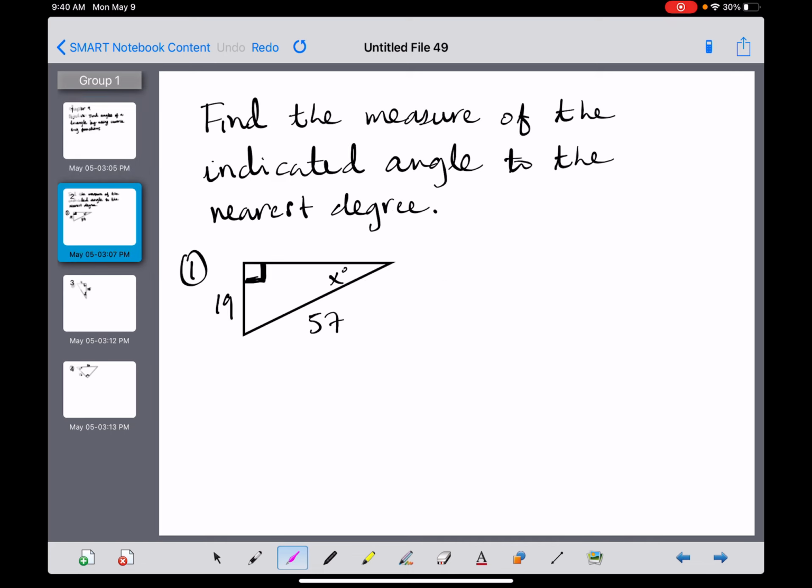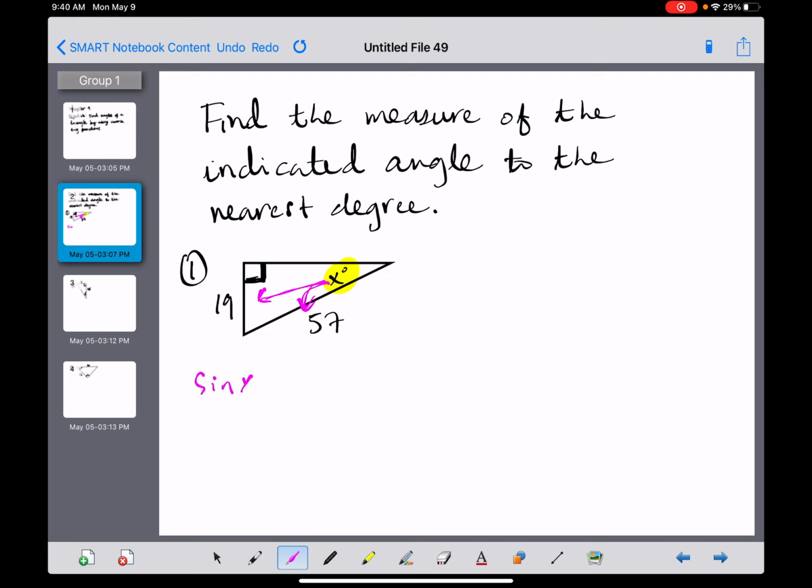It says find the measure of the indicated angle to the nearest degree. You're given this angle right here. You have to find that angle, and across from that angle is the opposite, and right there that's the hypotenuse. Same thing like last time when we tried to figure out the sides, now we'll figure out the angles. So you would ask yourself what trig function uses opposite over hypotenuse. That has to be sine, right?